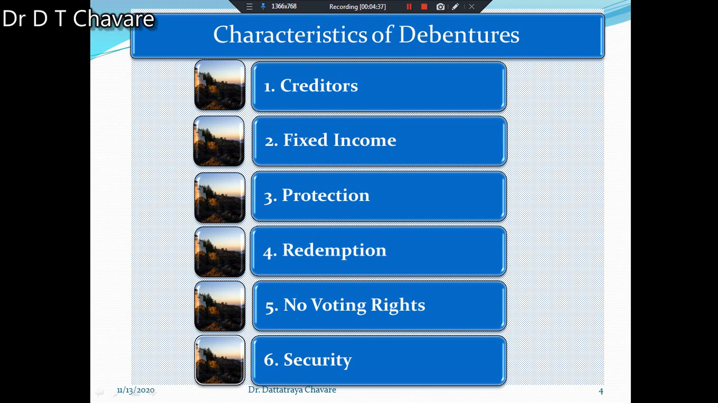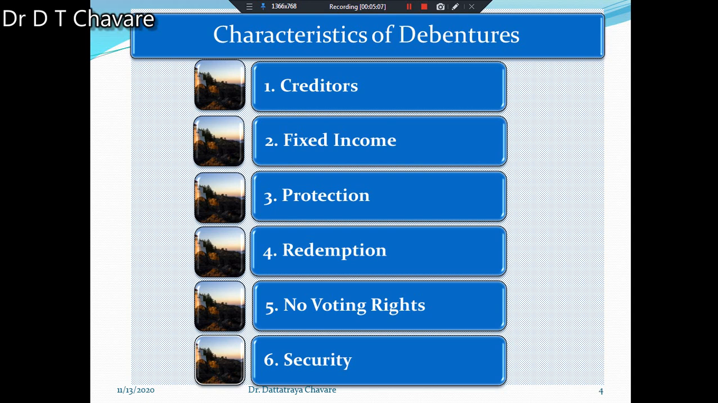Debenture holders are the creditors of the company. Don't forget, they are entitled to receive interest at regular intervals of one year or six months. It means that every year such a regular interest should be given to the debenture holders. That's why they are treated as creditors.